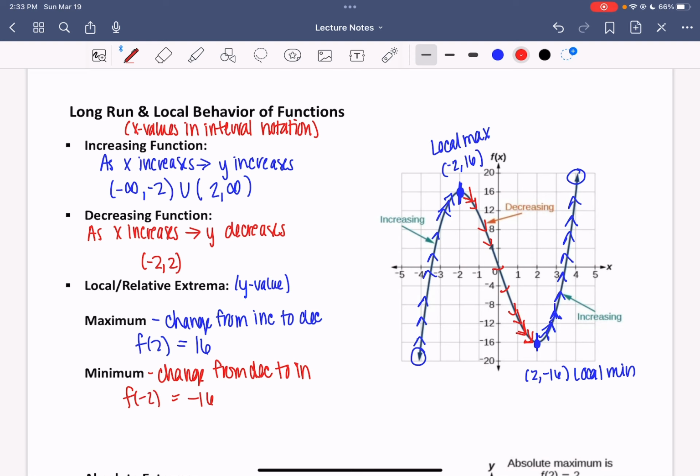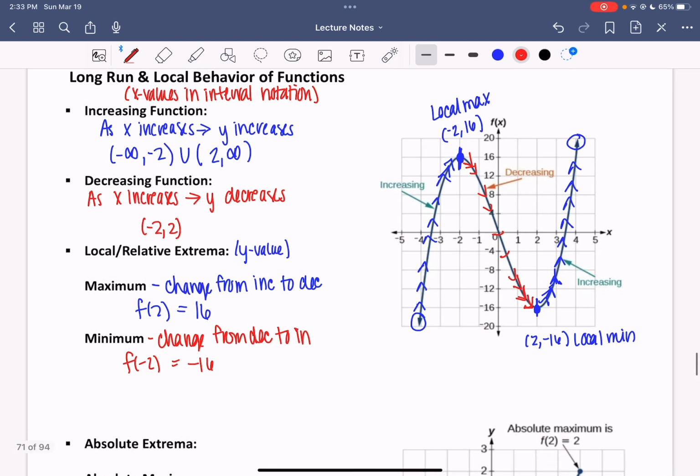And so as you're working through this section with your increasing, decreasing, remember it's your x values in interval notation. And when you're looking at what is the maximum value, that's a y value. Or what is the minimum value, that's again a y value. Now those are just local, talking about, okay, this one is the highest in this area. This is the lowest in this area.